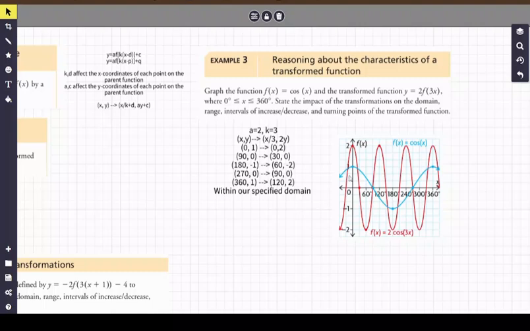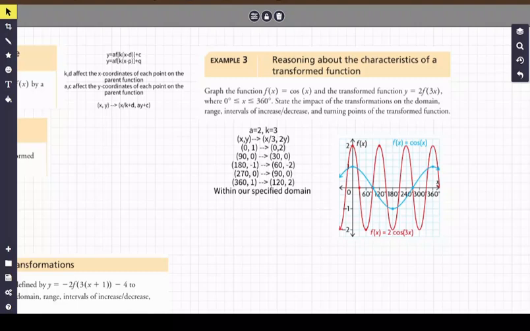So intervals of increase, we're looking at intervals of increase from 60 to 120 degrees, from 180 to 240 degrees, and from 300 to 360 degrees. Intervals of decrease are 0 to 60, 120 to 180, and then 240 to 300.